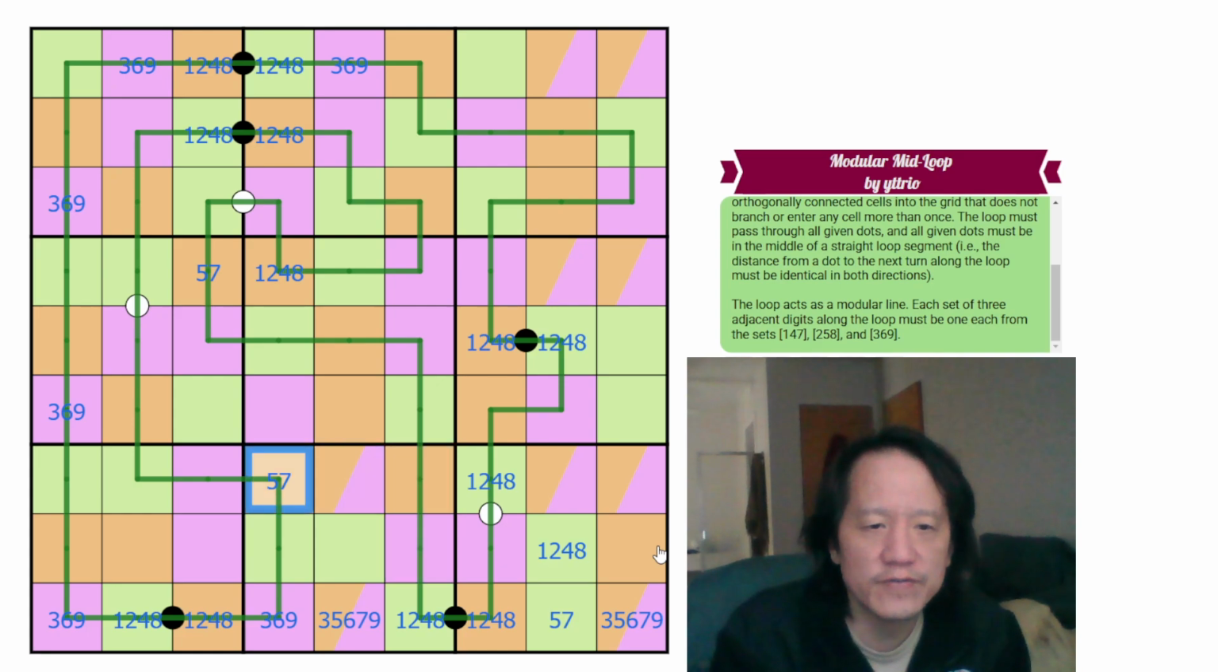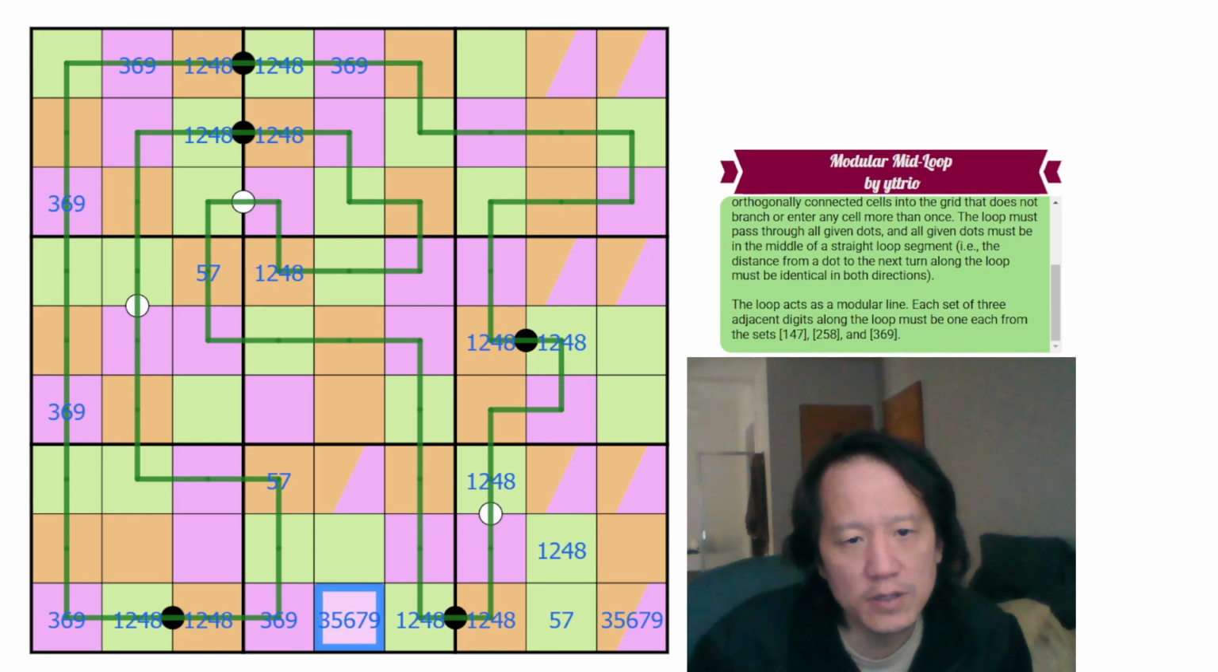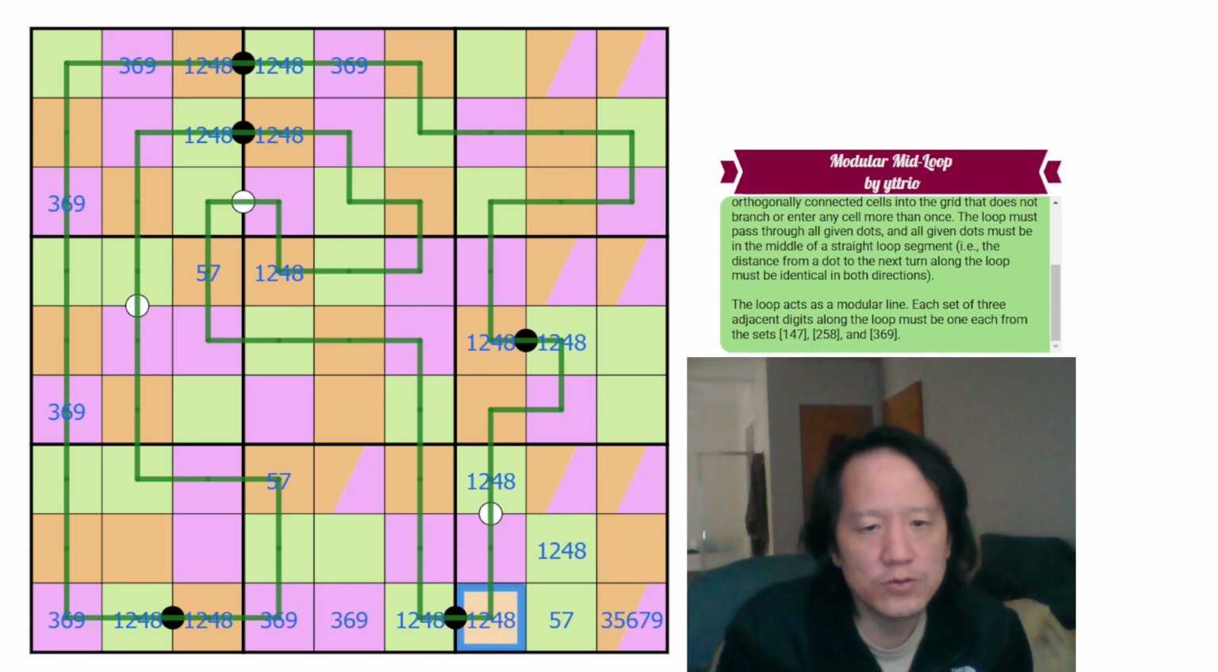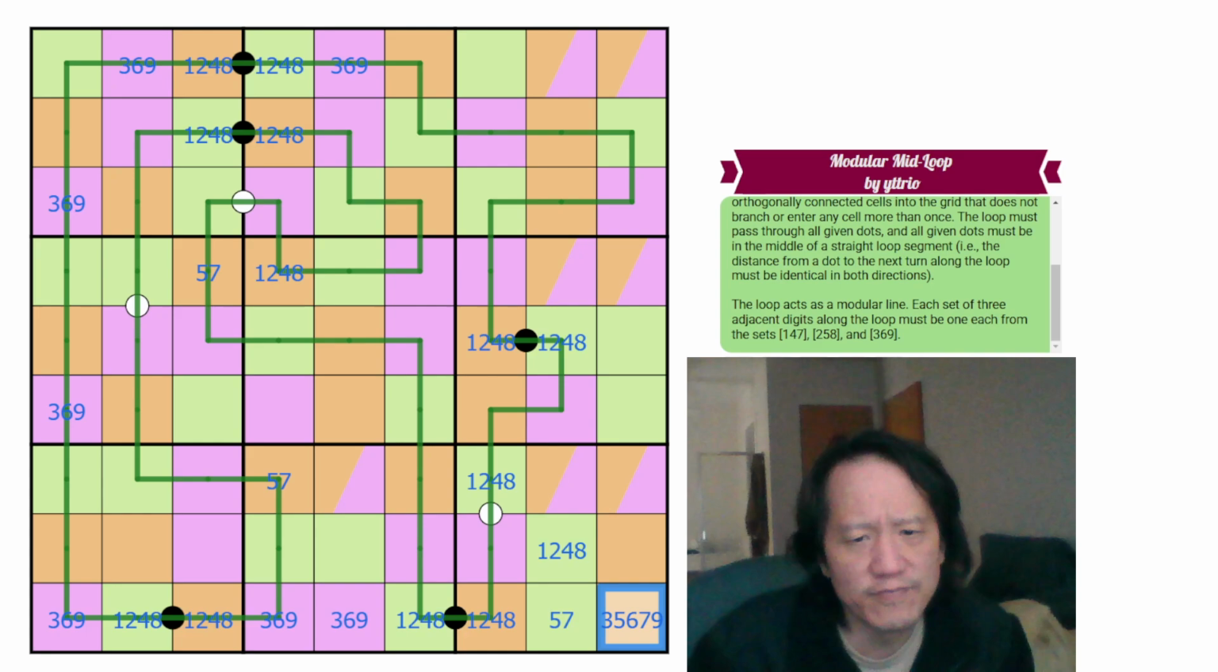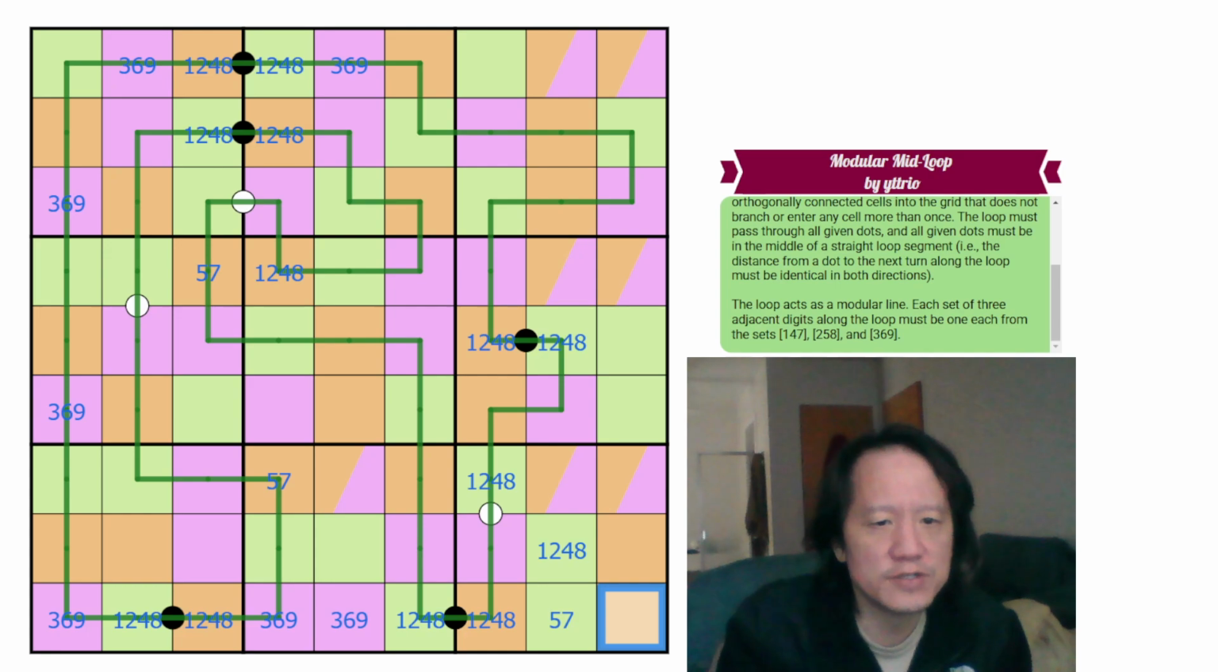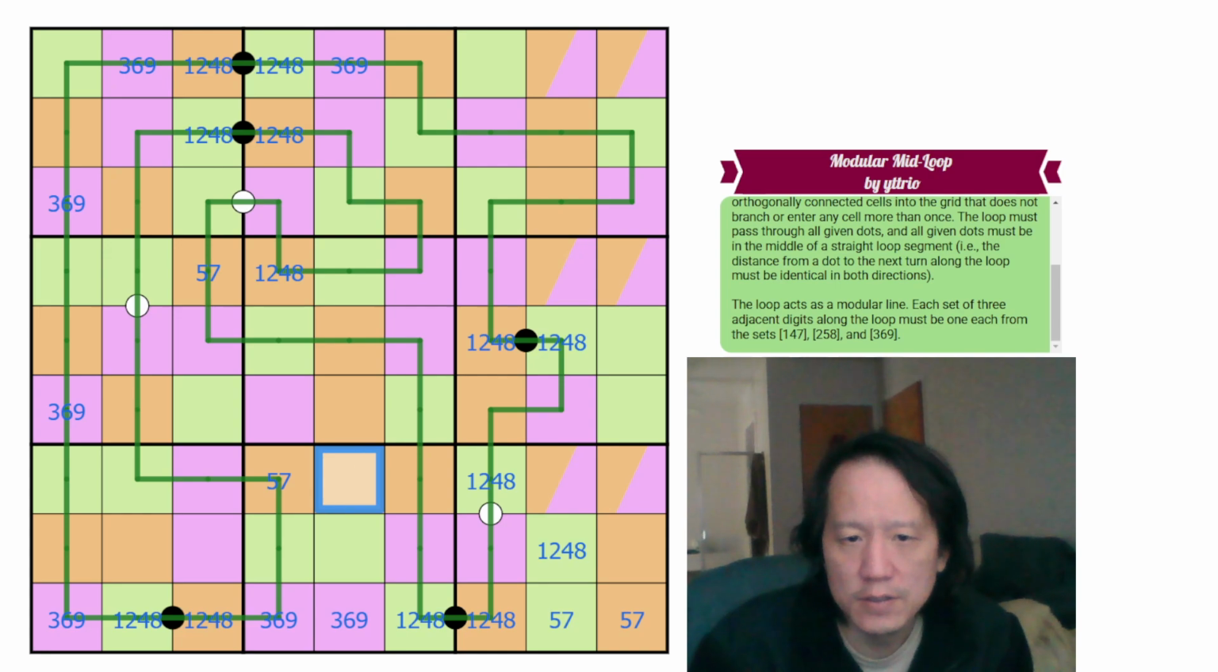This is the corresponding 5 or 7, which means this can't be the orange 5 or 7. It has to be pink. Therefore, this can't be. The corresponding 5 or 7 must be here. Wow, this is very complex. Interesting. So this must be 5 or 7 here. This can't be pink then. So we have 3 oranges here. These can't be orange. They're both pink.